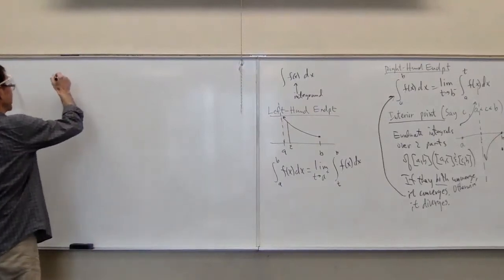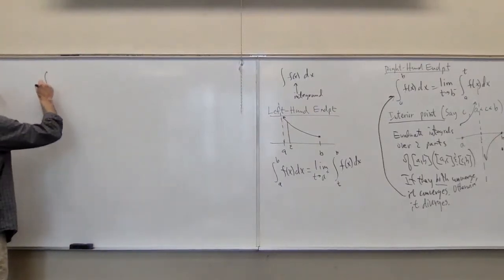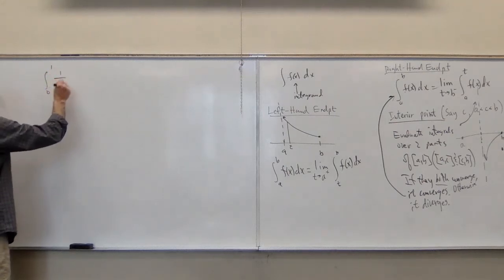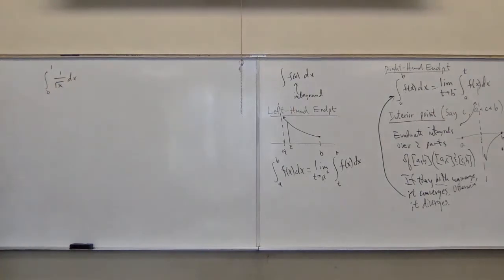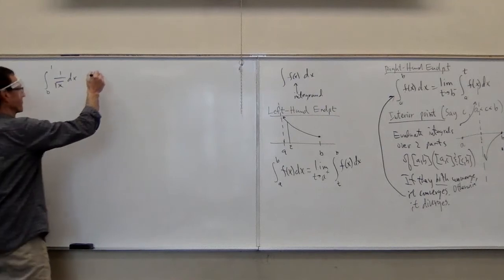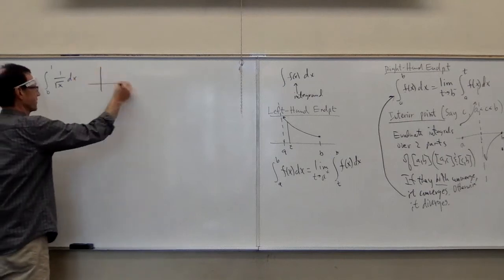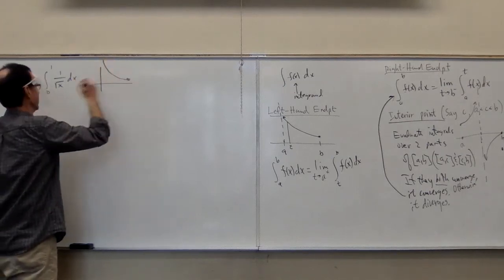Here's an example of a type 2 improper integral, 0 to 1, of one over the square root of x. This function is only defined on positive numbers. As x approaches 0, the denominator approaches 0, which makes the fraction blow up to infinity. The picture of what's going on here is sort of like that.